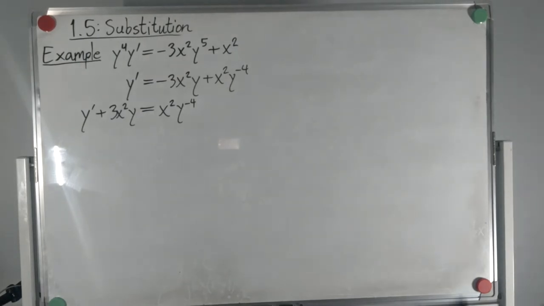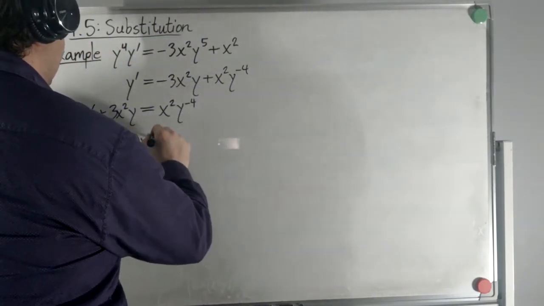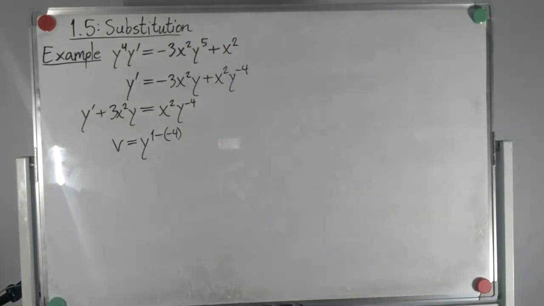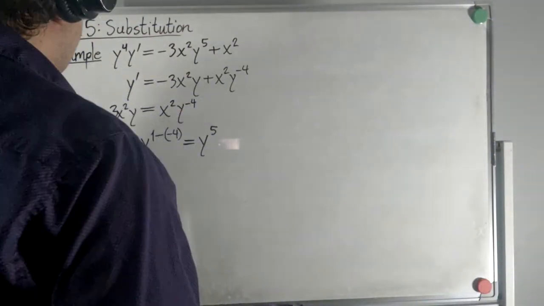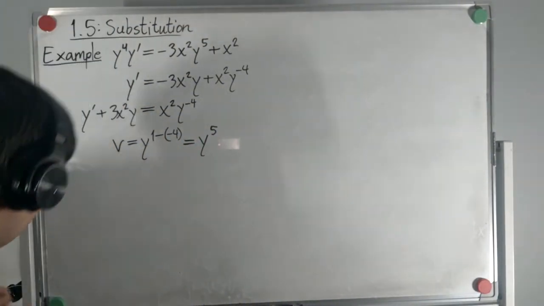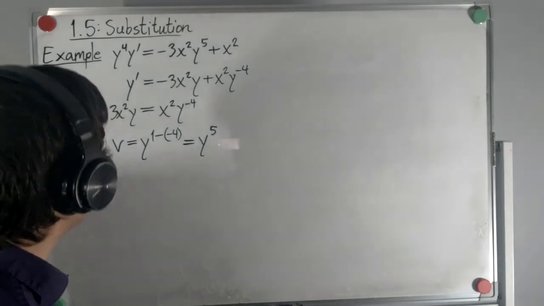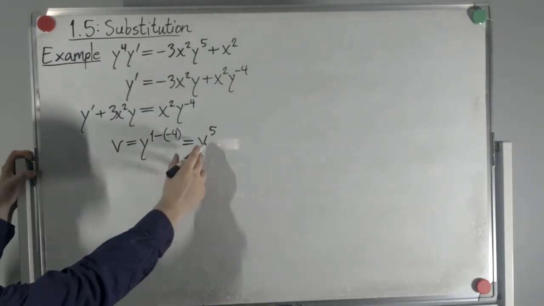So, the substitution to make here, always, is v equals y to the 1 minus that power. 1 minus negative 4 is, of course, 5, so this is y to the 5th. I did this a little bit differently in the previous example, but just so that we're clear that there is more than one way to do this, I'm going to do it slightly differently this way. So we have v equals y to the fifth.